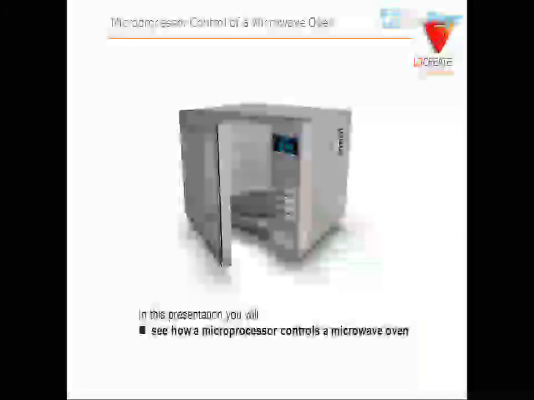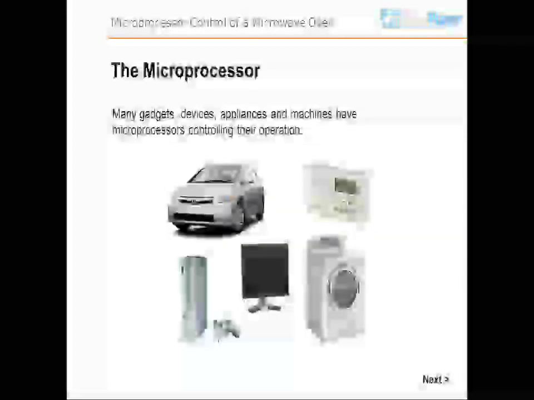In this presentation you will see how a microprocessor controls a microwave oven. The microprocessor. Many gadgets, devices, appliances and machines have microprocessors controlling their operation.